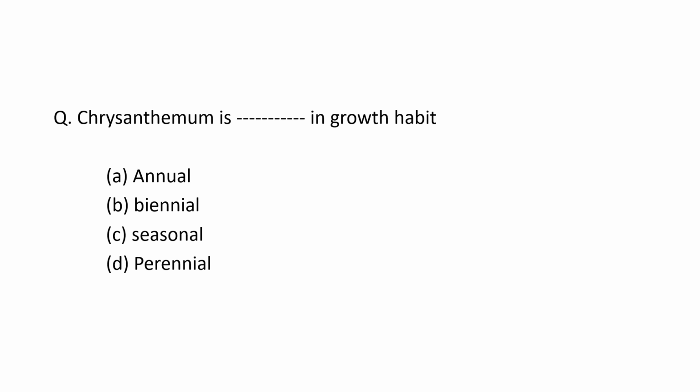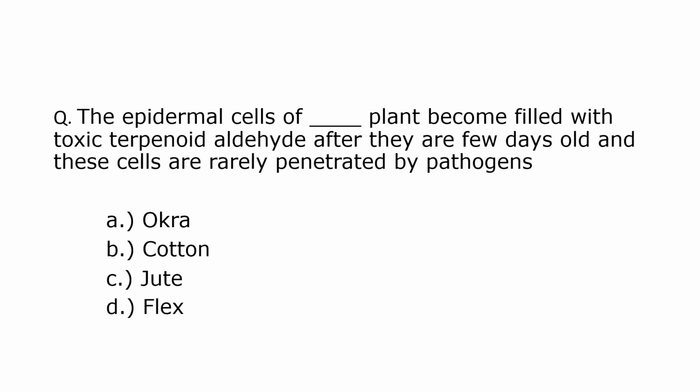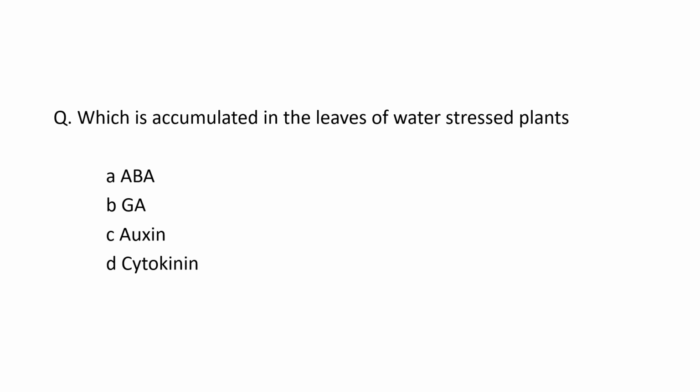Chrysanthemum is, in growth habit, a perennial type plant. The epidermal cells of the plant become filled with toxic terpenoid aldehyde after they are a few days old, and these cells are rarely penetrated by pathogens. The right option is B, cotton. Which is accumulated in the leaves of water-stressed plants? The right option is A, abscisic acid.